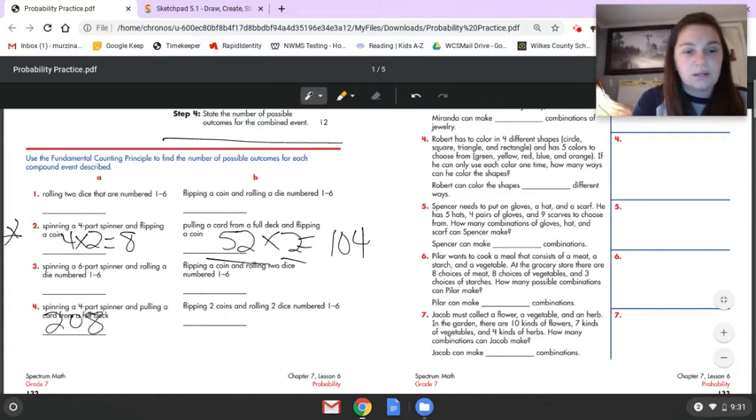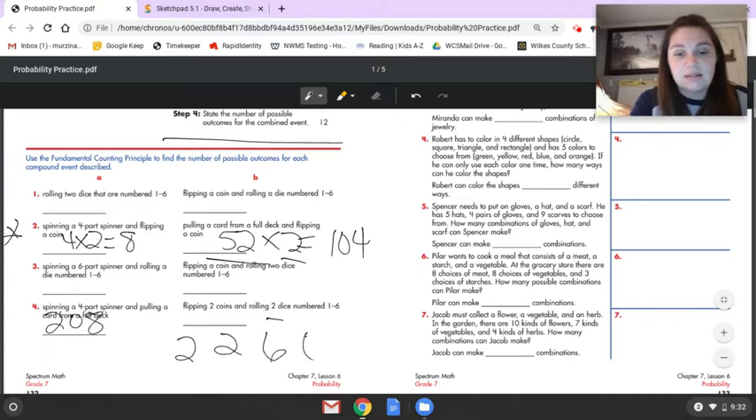208. There. And then the second part of number 4, or 4B here, says we're going to flip a coin, or excuse me, we're going to flip 2 coins. So here we have 2 different elements. The first coin, there are 2 possible outcomes. The second coin, there are 2 possible outcomes. And then we're going to roll 2 dice, numbered 1 through 6. So the first dice has 6 possible outcomes, and the second dice has 6 possible outcomes.